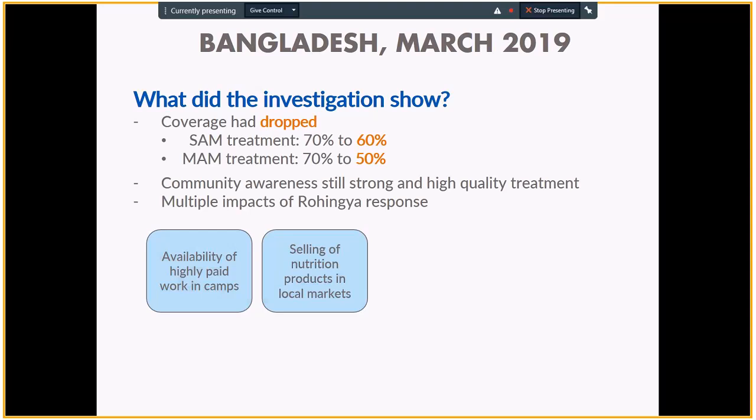So this, we feel, had a number of impacts. It reduced the importance of the product in the eyes of the host community, but it also just led to confusion, I think. And so a lot of host community people or host community children fell out of the program or defaulted from the program. So we think it had quite a big impact on the coverage.